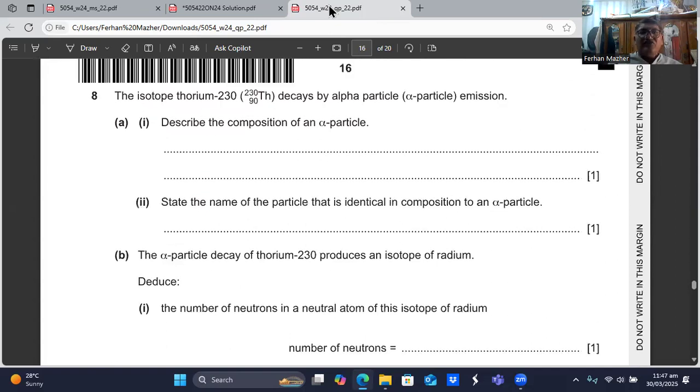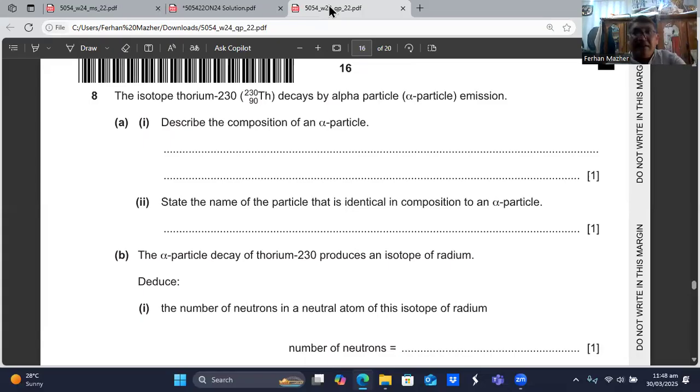Okay, so the next question is question number 8. He says the isotope thorium-230, so this is thorium 90, 230, decays by alpha particle emission. Describe the composition of an alpha particle.